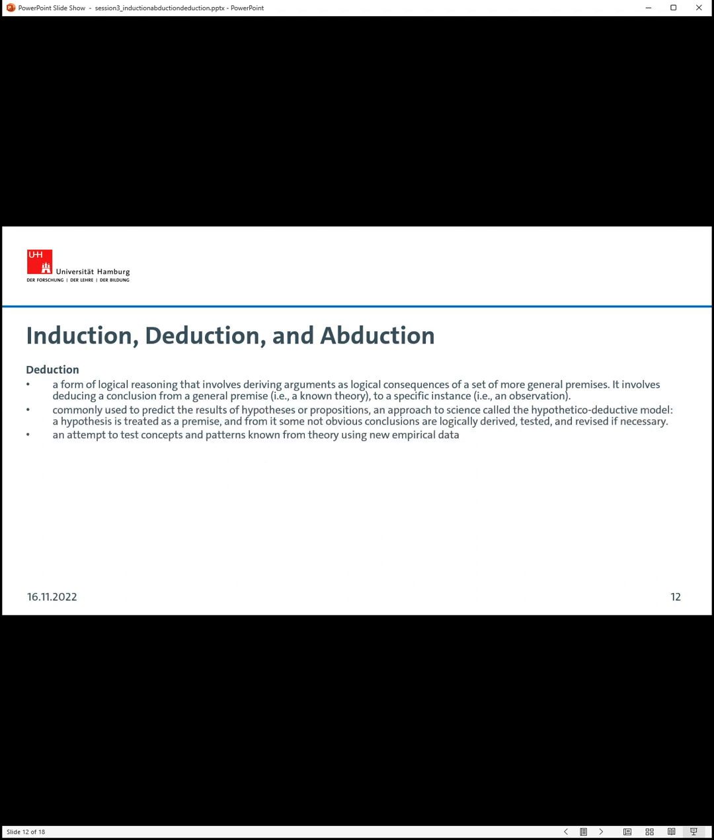So this is a very common approach in science. It's basically the main model, the so-called hypothetical deductive model. We start with a hypothesis, an assumption, an expectation that we have. We take that as a premise, and then we derive from this premise some conclusions about observations that, if our premise is correct, we should be able to see this and this and this in the real world.